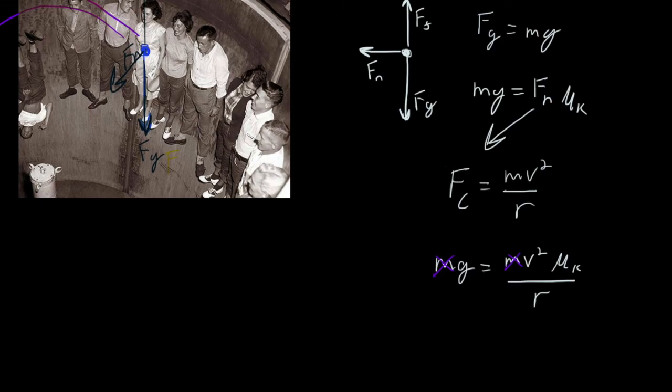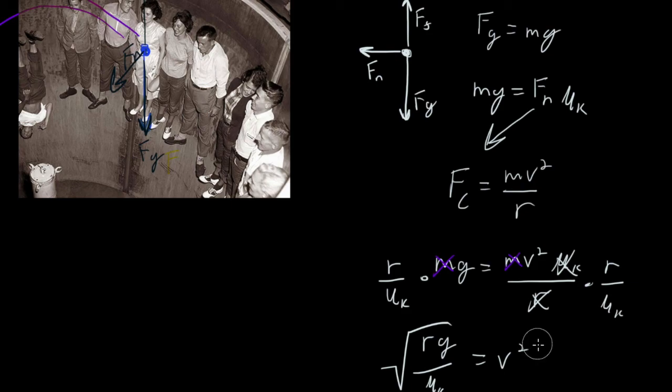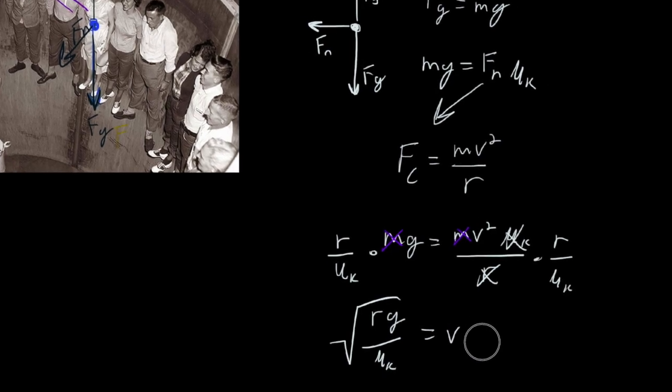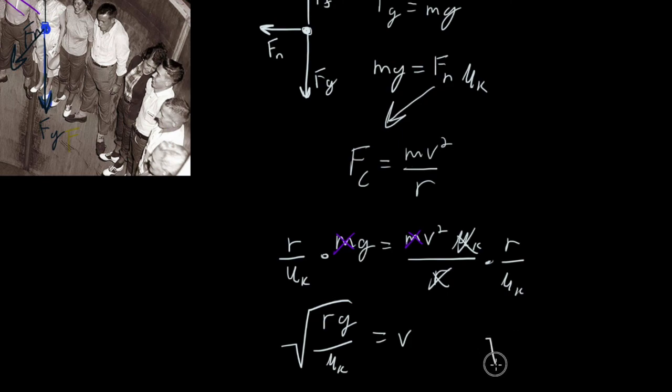So now let's rearrange this equation. We're solving for velocity, so we're going to multiply both sides by r over mu k. And that'll cancel out r, that'll cancel out mu k. And so we get rg over mu k equals v squared, and then we can take the square root of both sides and get v. And so now let's put some numbers in for that. We've got a square root. Our radius was 6 meters times our gravitation, 9.8, divided by our mu k of 0.2 equals velocity.